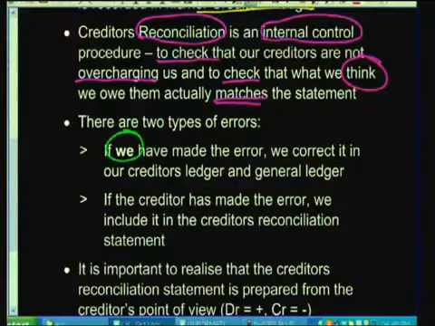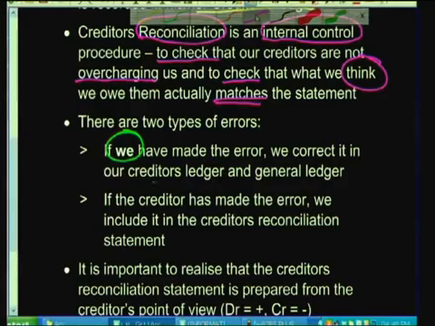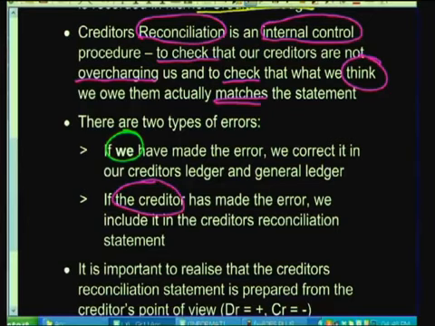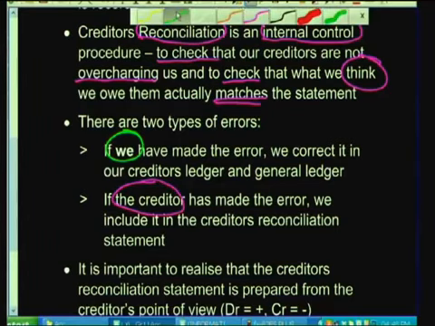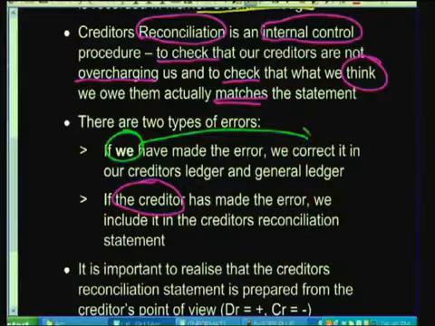So there are two types of errors. Either it is an error that we have made, or it is an error that the creditor has made. So it's either us or the creditor. What you need to bear in mind when doing creditors reconciliations is, if we have made the error, then there's something wrong in our books. Our creditors ledger is wrong, our general ledger is wrong, and some of our journals are wrong. All of them are wrong. So what we have to do is correct the error in our own books. We fix up our creditors ledger, and if necessary, we fix up our general ledger, so that we know that what we owe the creditor is correct.